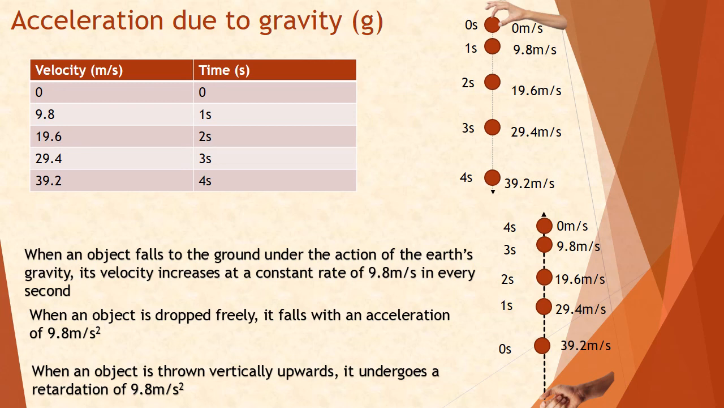Similarly, when an object is thrown vertically upwards, it undergoes a decrease in velocity or a retardation of 9.8 meter per second square. So we will just try to form a formula to calculate g. In the coming class, we will do that, and there we will find the value of g.